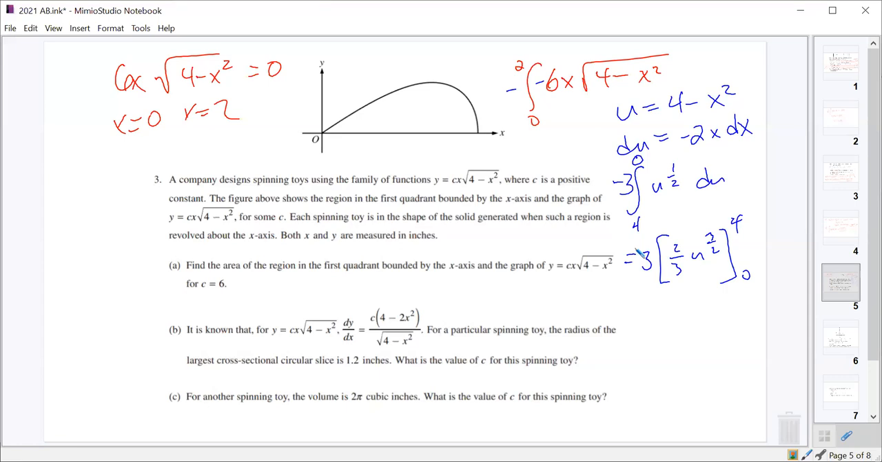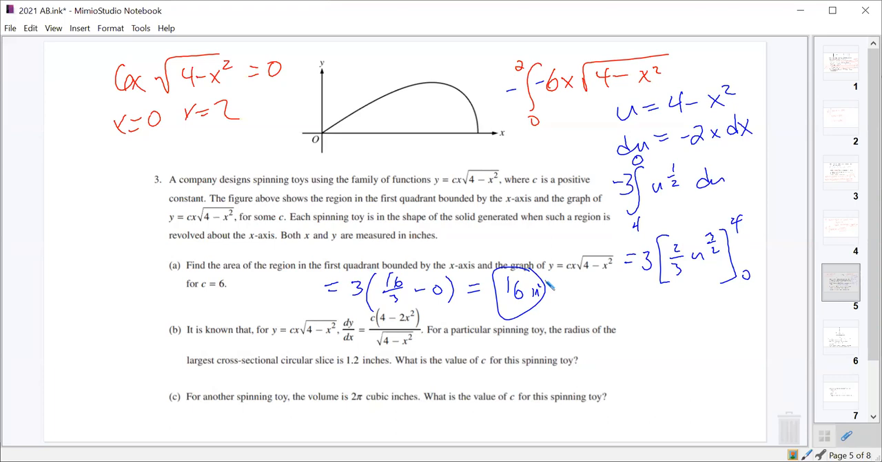Zoom, you good with that? Yes. Great. And that gives us what? 3 times 2/3, the square root of 4 is 2, 2 cubed is 8, 16/3 minus 0... So we just end up with 16. It doesn't ask for units, they'd be inches squared, but it doesn't ask. Everyone good there? All right.